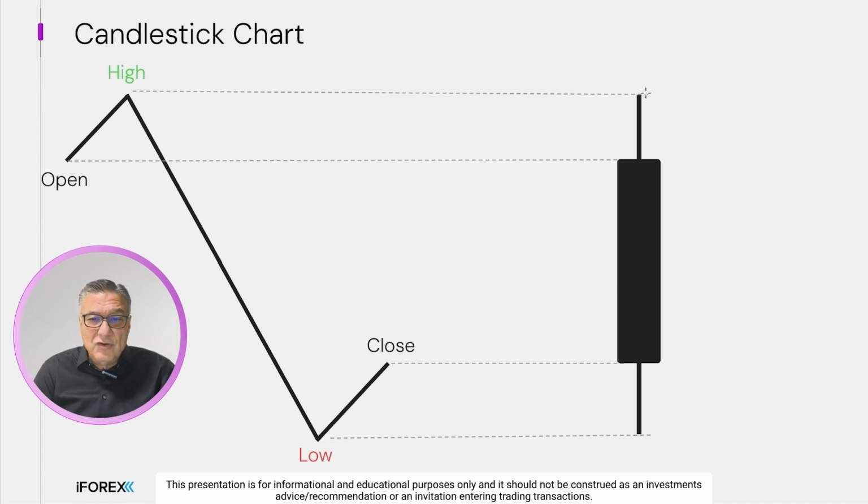And of course, the high price, the highest price during the session, is at the top of the upper shadow of this vertical line. And similarly, the lowest price during the session is found at the bottom of the vertical line, of the lower shadow.